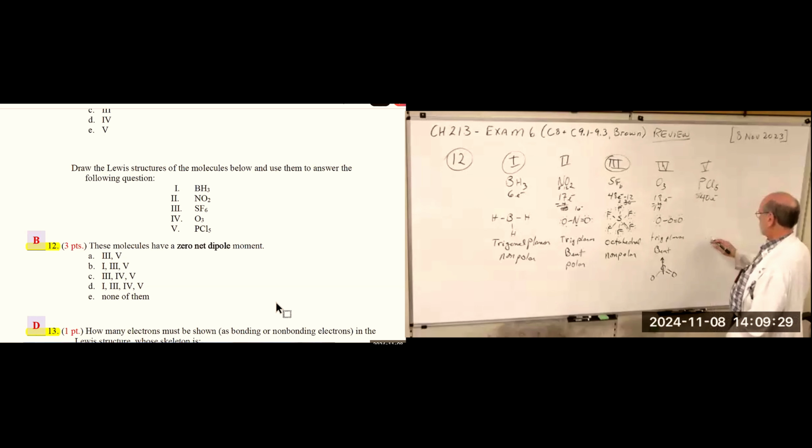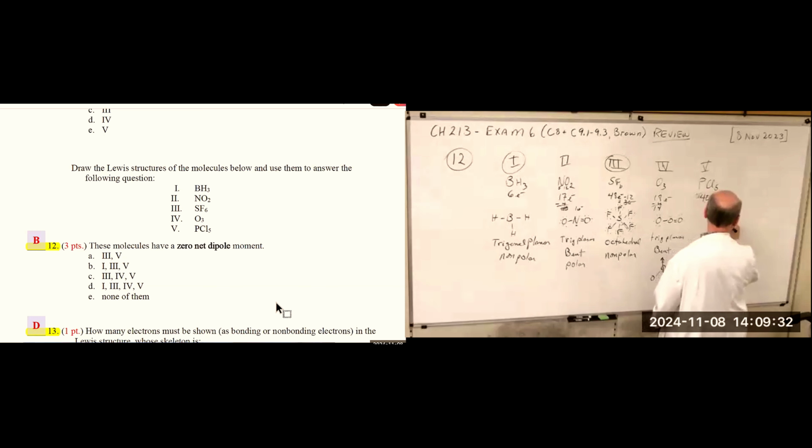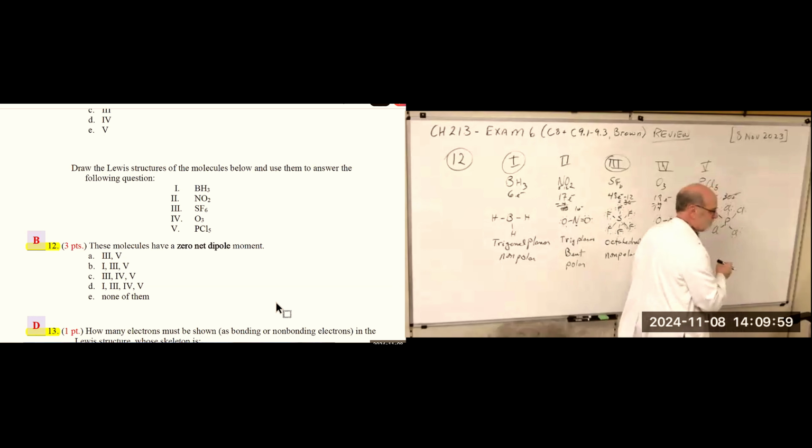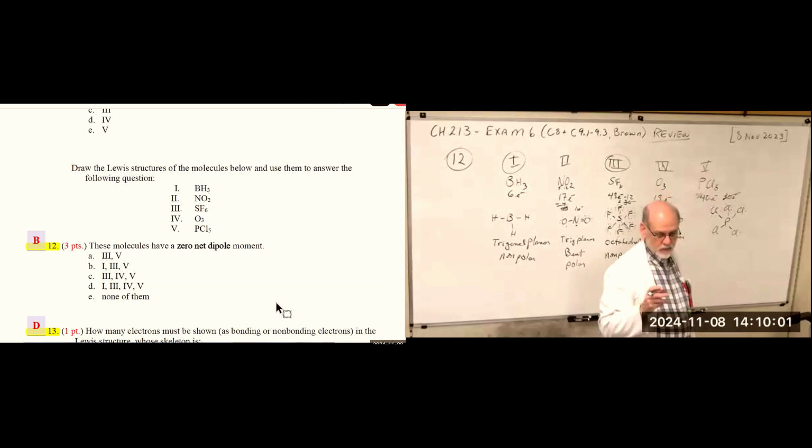And PCl5. Right. We have phosphorus in the middle. 1, 2, 3, 4, 5 chlorines. 2, 4, 6, 8, 10. That means we have 30 left over. 2, 4, 6. 6 times 5 is 30. All of them used up. No lone pairs around the central atom. So the electronic geometry and the molecular geometry would be the same. 5 groups around the central atom is what structure?